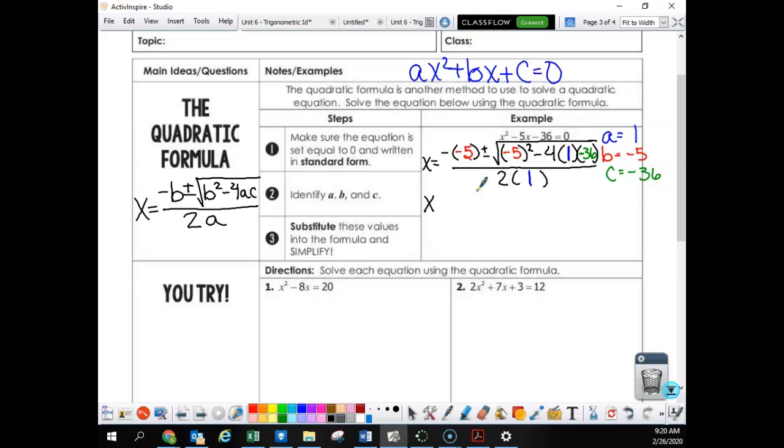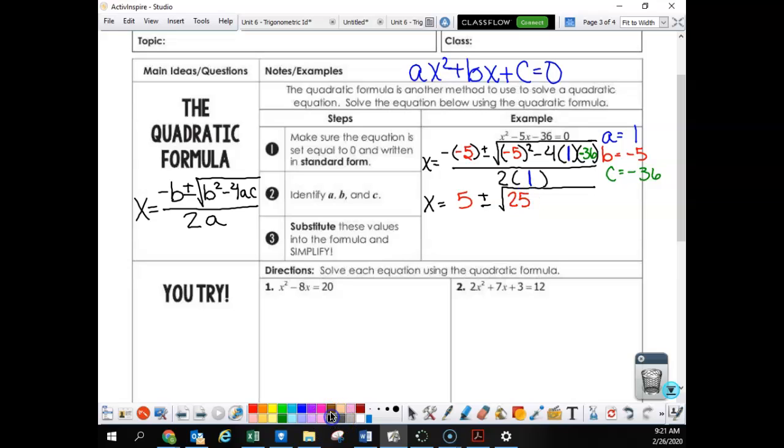So what does that turn into? So this is going to be positive B, which is positive 5. So it's positive 5 plus or minus the square root. And now we can start adding and multiplying and doing all of that. So negative 5 squared. What is negative 5 squared? Negative 5 times negative 5 would be positive 25.